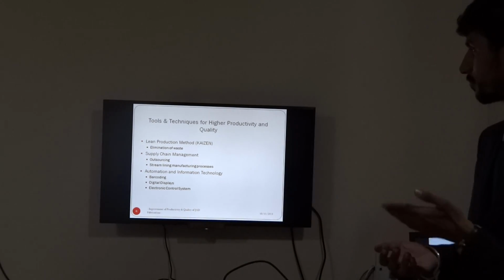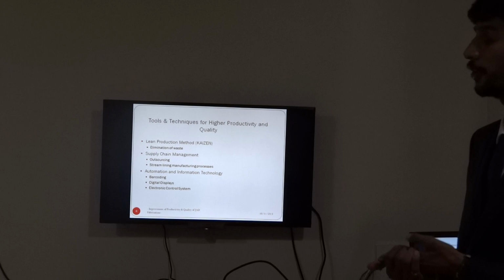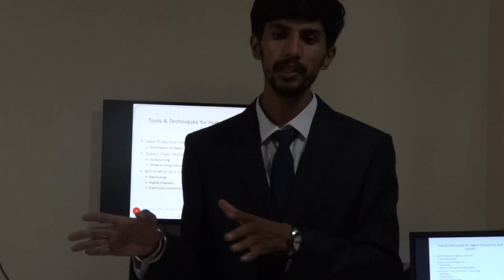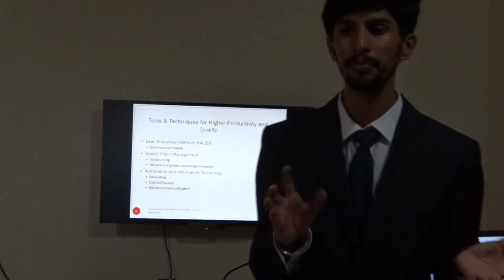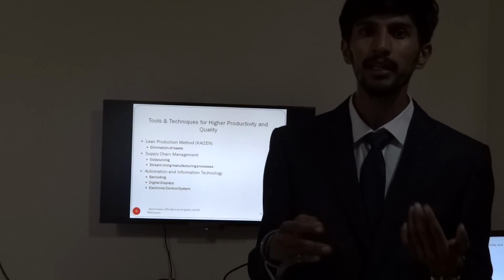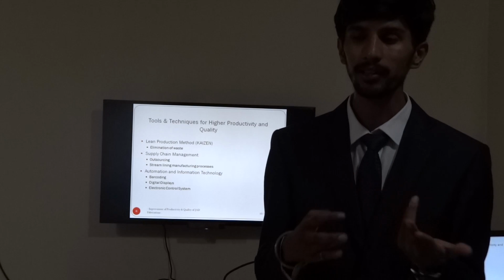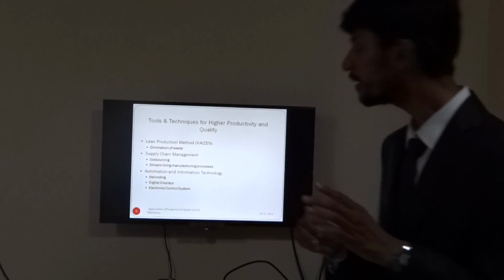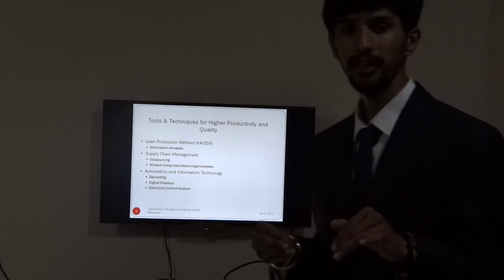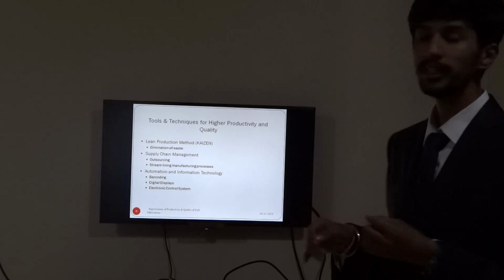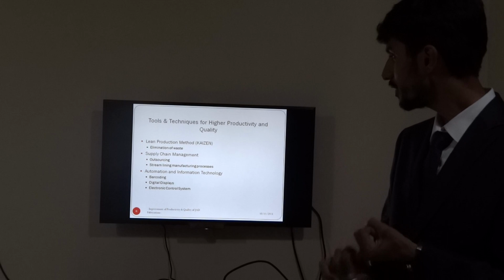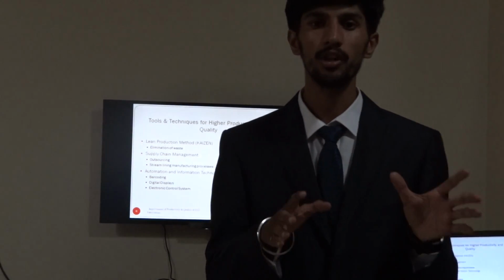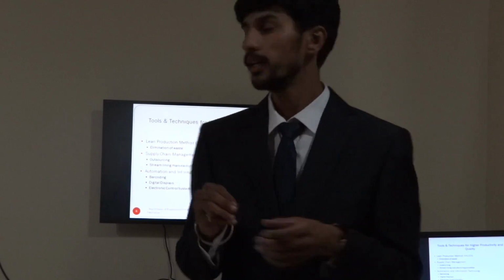Now I would like to talk about automation and information technology. As this company is a small to medium company, they have not actually used computers or any technology to track the process of the product. Nothing of that sort has been used till now. This is just a suggestion that they can use barcoding, digital displays or electronic control systems so that they can track the product and the entire process of the company.